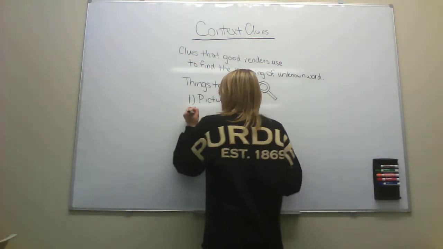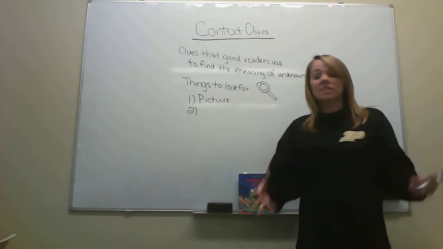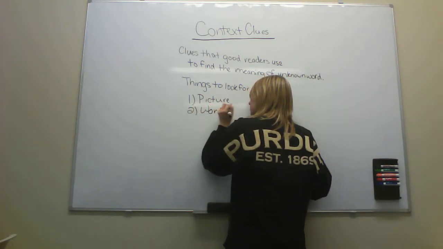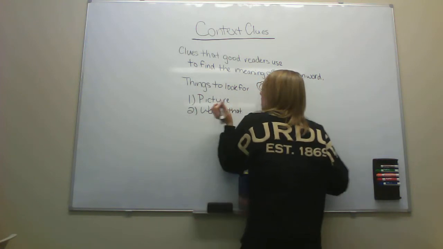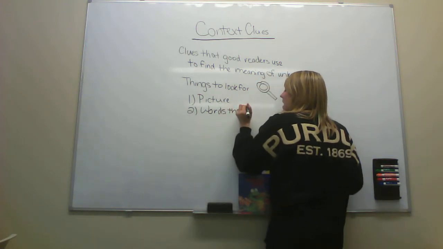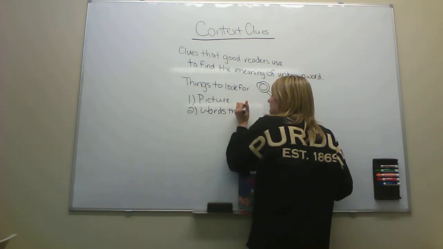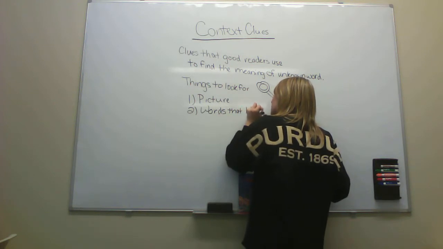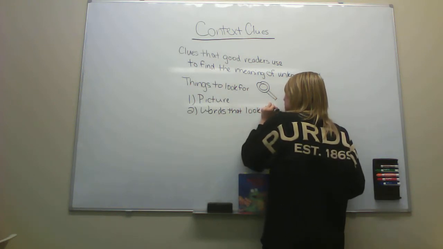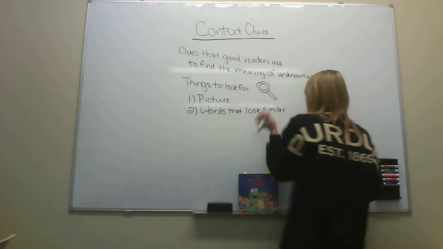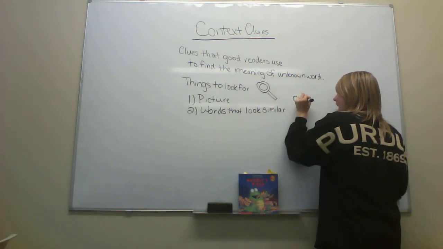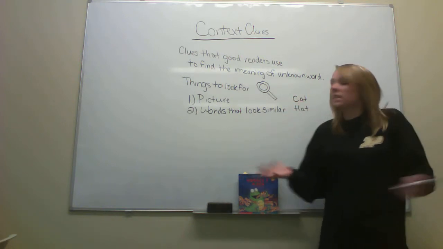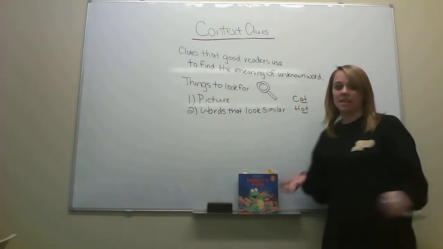So the second thing are words that look similar to the word you're trying to figure out. It might not be the exact same word, but it might be something that ends the same, that has the same starting letter, or any of those kinds of things that might look the same. So for an example, cat and hat. They're not the same word, and they don't mean the same, but they have the same ending.